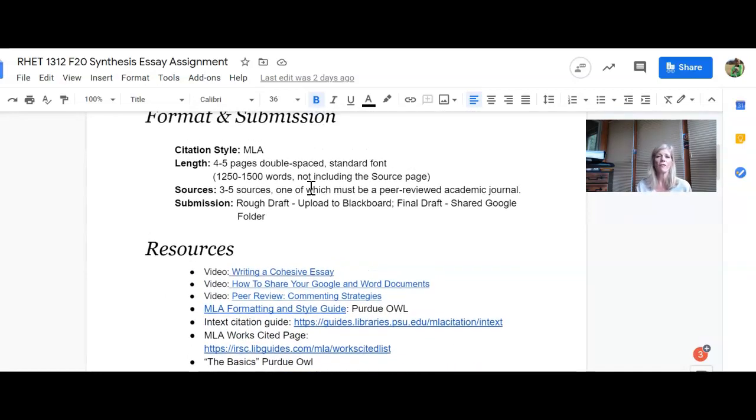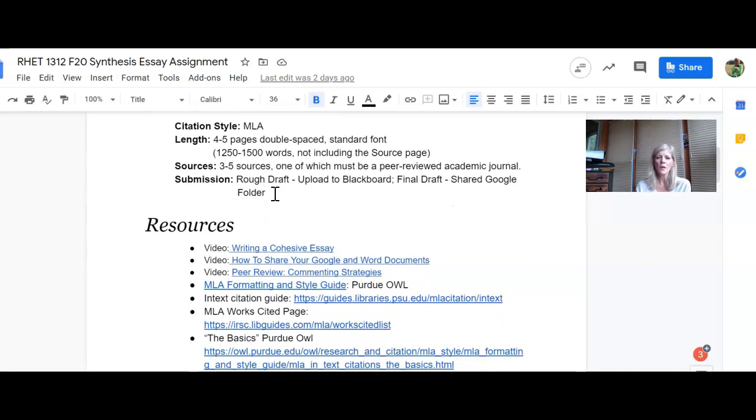The length, 4 to 5 pages, double-spaced, and that works out to be about 1,250 to 1,500 words. It does not include the source page. So that's from your title down to the very last sentence of the conclusion, okay? I know it sounds probably like a lot, but once you get started, once you pull in 3 to 5 sources, which you can see on the next line is the requirement, then you'll need that much time to make an effective argument to persuade your readers, okay?